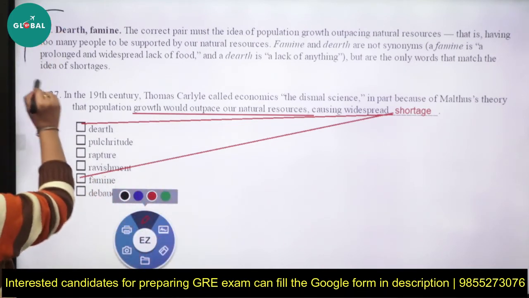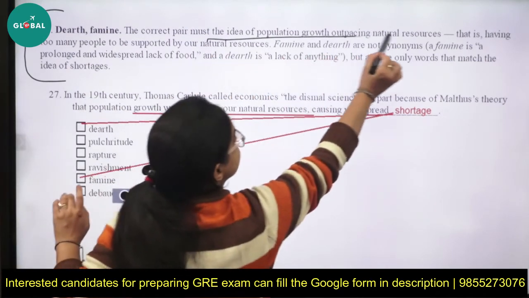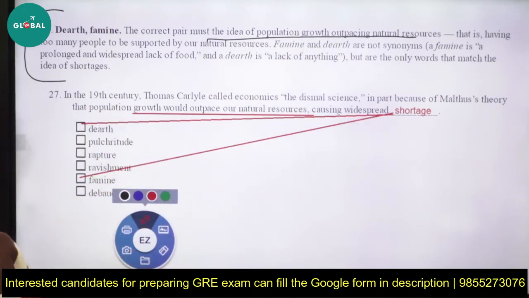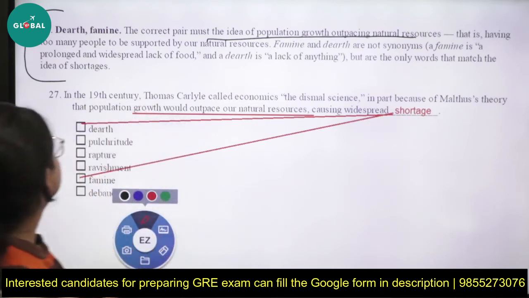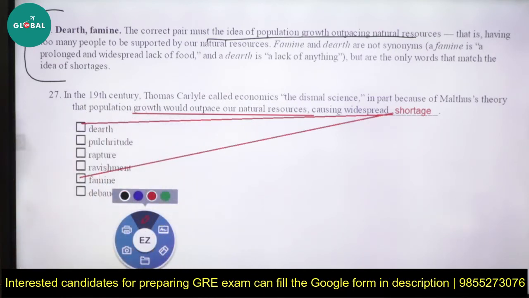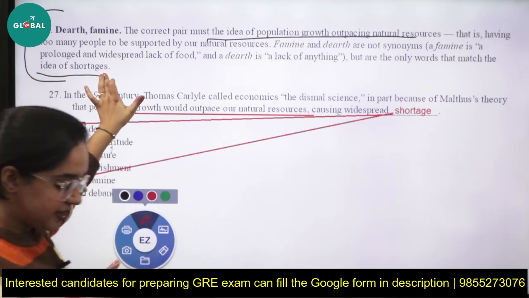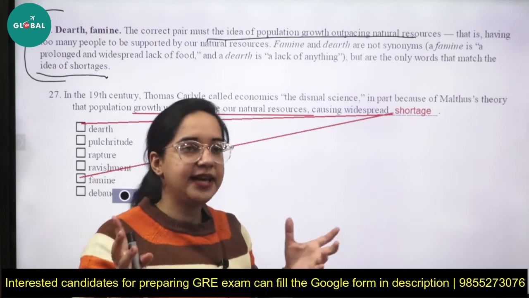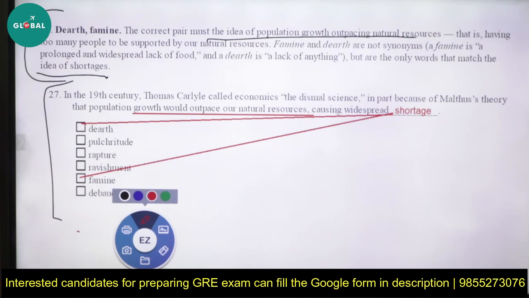Dearth and famine, the correct pair must be the idea of the population growth outpacing natural resources, क्योंकि ये statement ही हमें highlight कर रही है कि उससे क्या होगा, natural resources कम हो जाएंगे, right? So that is having too many people to be supported by natural resources, फिर बहुत ज़्यादा लोगों को support करना पड़ेगा, and famine and dearth are not synonyms but are the only words that match the ideas of shortage. अभी एक तरह के synonyms नहीं आते, but they are like a pair can be formed in them, right? So this is there in 19th century, same way dearth and famine are the words.